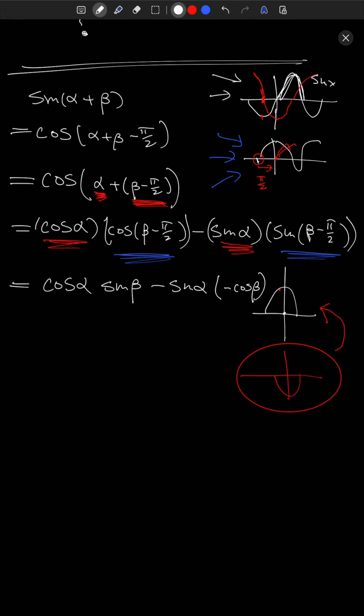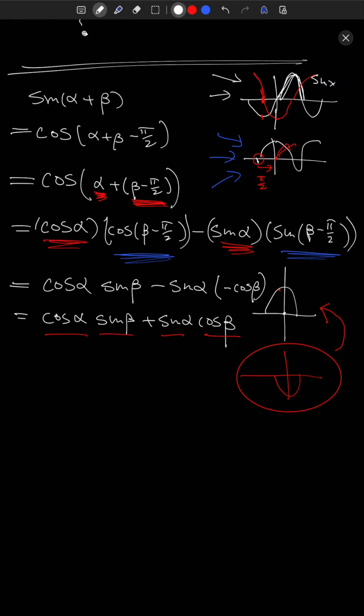Well, we've got two minus signs, and so cleaning this up, this becomes cosine alpha, sine of beta, plus sine of alpha, cosine of beta. And that's it. That's what we're looking for. We've now broken down sine of alpha plus beta into each of these pieces, which are nice and simple: cosines of alphas and betas, sines of alphas and betas. And this is the identity that we're looking for.